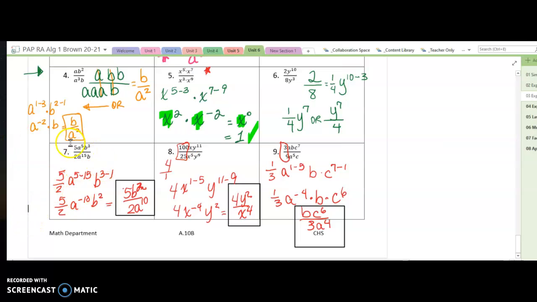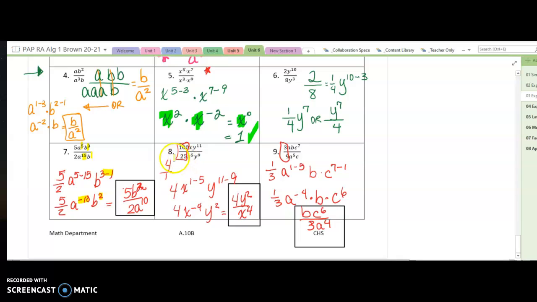All right, and then we have a to the 5th over a to the 15th. 5 minus 15 gives you a negative 10. b to the 3rd over b to the 1st, so 3 minus 1 gives you the 2. Okay, so the negative 10 is not happy up top, so it has to go on the bottom. All right, so I have a 5 over 2, so the a to the 10th goes on the bottom, b to the 2nd goes on the top. Here's how I look at it, and I'm going to come back to this in a minute.